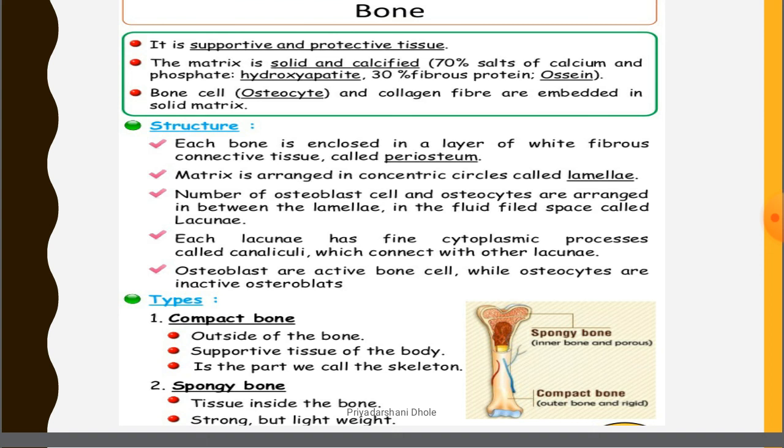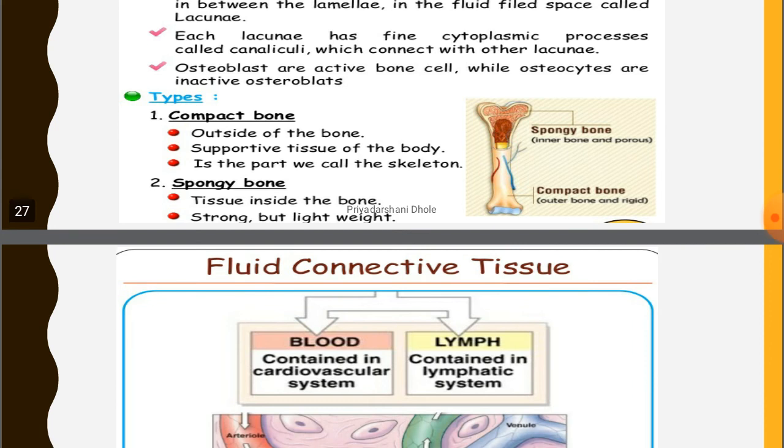Bone is again of two types. You can see in this diagram, photograph, the compact bone and spongy bone. Outside of the bone, the supportive tissue of the body, which we call the skeleton, is the compact bone, and inside there is a tissue which is strong but light in weight, called the spongy bone.